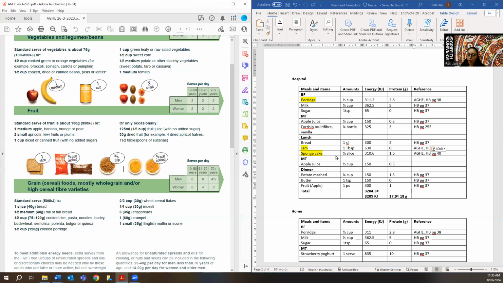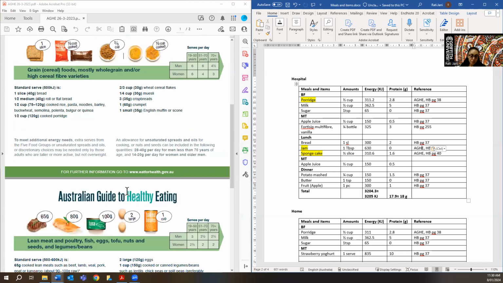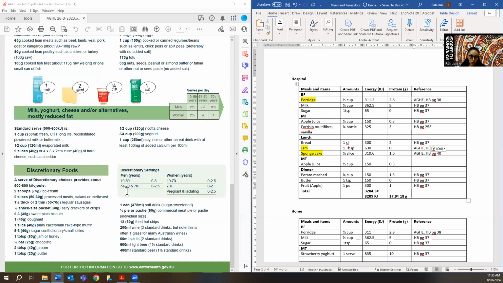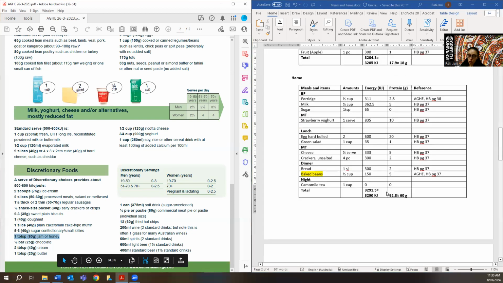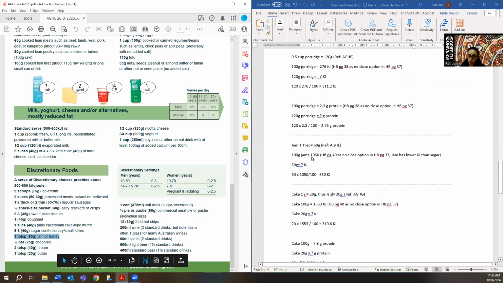Okay, so let me go to my Australian Guide to Healthy Eating. I have my Australian Guide to Healthy Eating over here, and this is jam. Okay, 1 tablespoon of jam is how much? It is 60 grams. The patient is also having 1 tablespoon, so 60 grams of jam is 1 tablespoon. Let me go down. I have scaffolded this for you. 1 tablespoon jam is 60 grams.